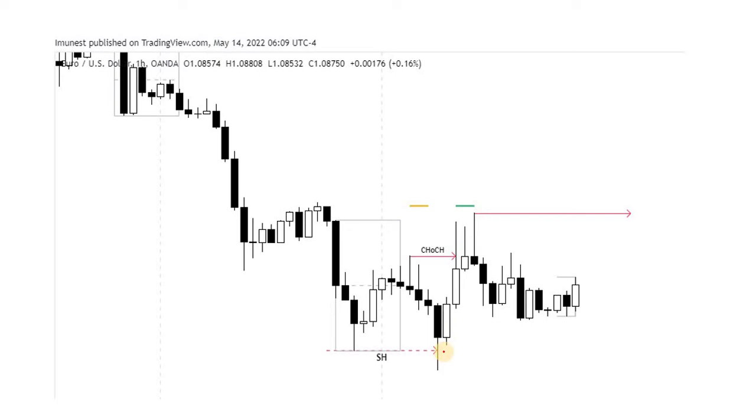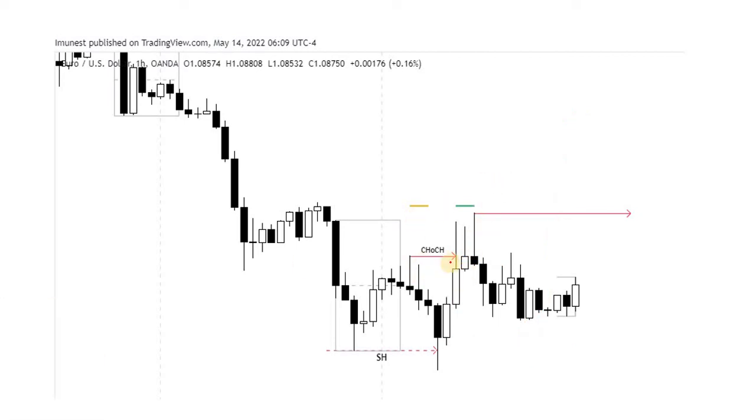So most people simply wait for price to return to origin. Sorry, my drawings are so bad these days. Return to origin high and simply take a trade from here. Okay, my drawings are so bad.